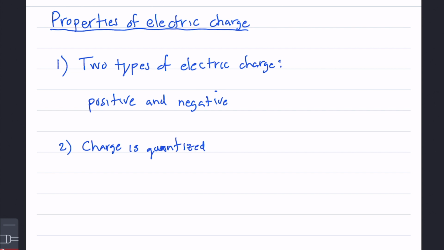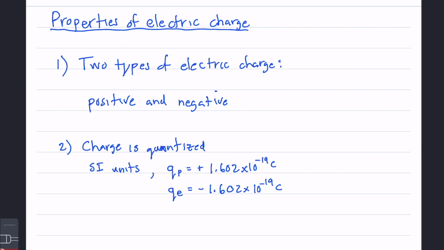And in SI units, which you had talked about in a previous video, the fundamental unit of positive charge, that of the proton, is 1.602 times 10 to the negative 19 coulombs. And for the negative charge, it is that of the electron, negative 1.602 times 10 to the negative 19 coulombs.